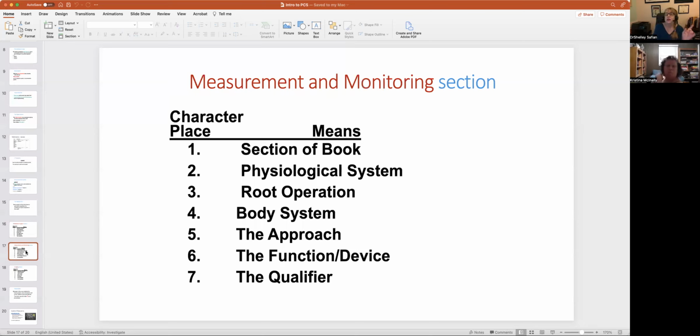However, when we get to the measurement and monitoring section, you will note there is a difference. The first character identifies the section of the PCS book. The second character, the physiological system. The third character, the root operation. That's pretty much the same. But the fourth character now is the body system, not body part. The fifth character is still the approach. The sixth character is maybe a device placed into the patient, or it could be a function. And we have the qualifier bringing up the rear.